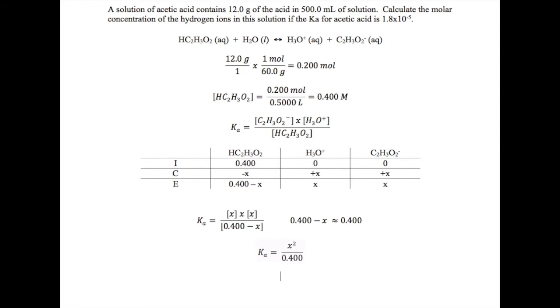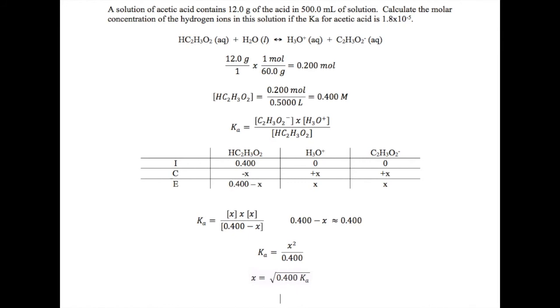The next thing we're going to have to do is substitute the value for Ka and solve for x. Let's solve for x squared first and reduce it down to just solving for x. To do that, we're going to have to multiply Ka by 0.400 and then take the square root of the whole thing. And there you have it. x equals the square root of 0.400 times the Ka.